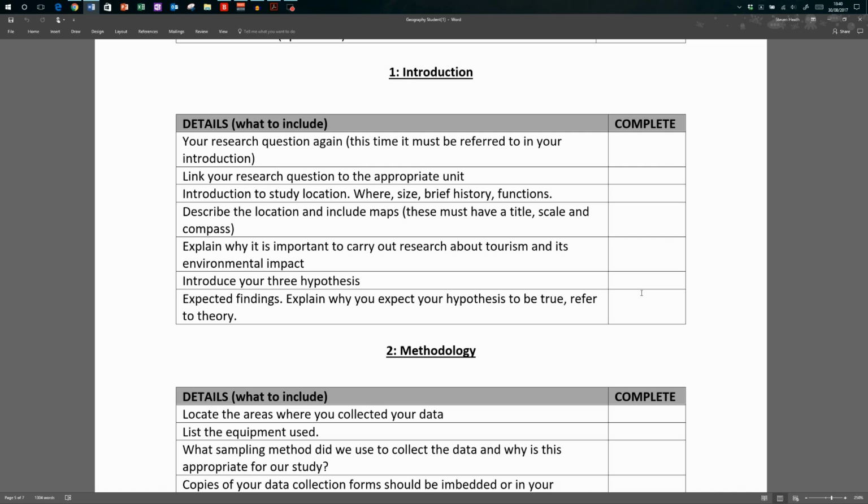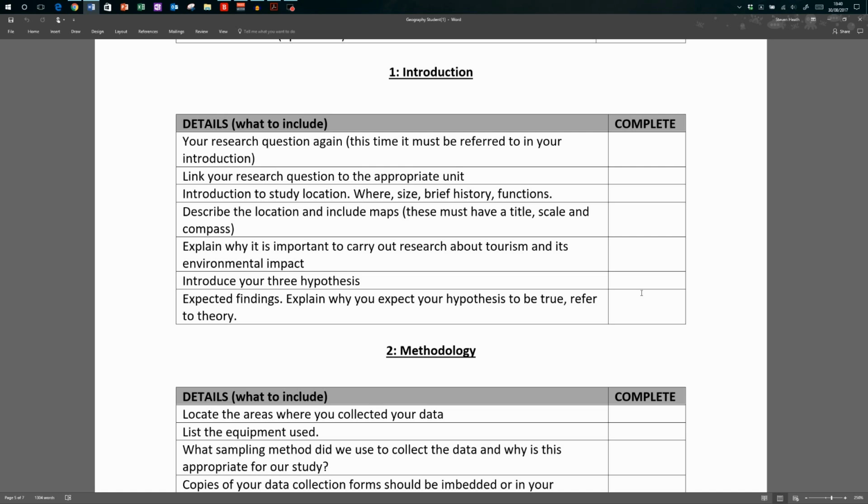An ideal geography introduction should do a few things. Firstly, it should always show your research question, what it is you're looking at. Refer to it in your introduction. You should then link your research question to the appropriate unit of your study, be that tourism, the coast, whatever. Make that link explicit.